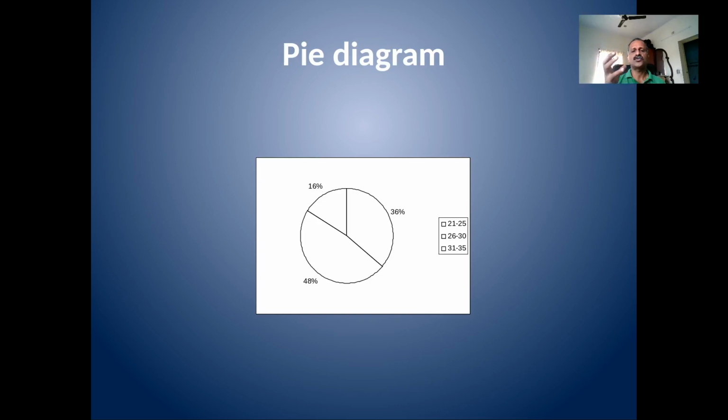So this is how we divide the pie diagram, and each sector can be given a different color. For example, 48% you can give red color, 16% blue color, and 36% violet color. That key can be given in a key box also. So this is how the pie diagram is drawn.